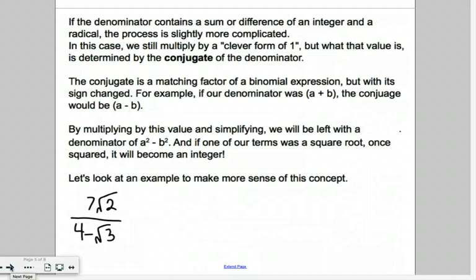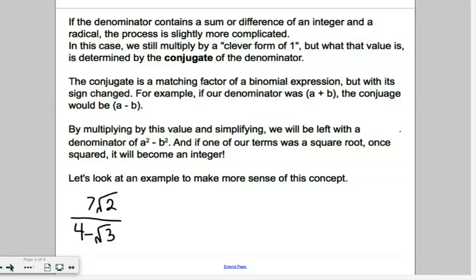All right, where things can become even a little bit more complicated is what happens when there's a radical in the denominator, but it's not just a single term. There's 2 terms, and we need to get rid of both of them. Okay. In that case, you're still multiplying by that clever form of 1, but the clever form of 1 is not just whatever that radical is, it's what we call the conjugate, which is where you use both of the exact same terms, you just switch the sign.